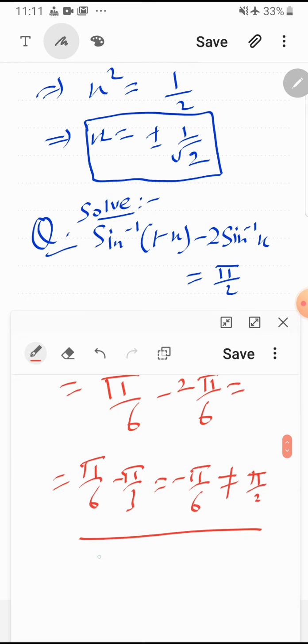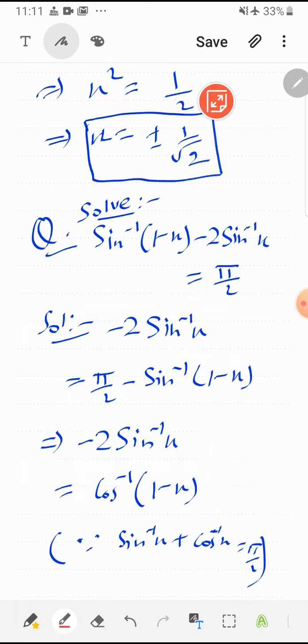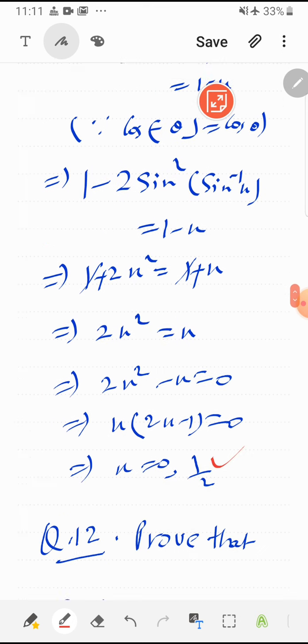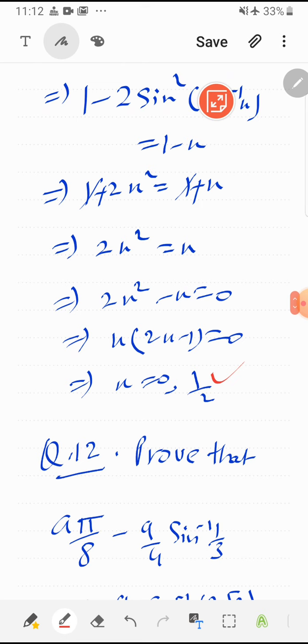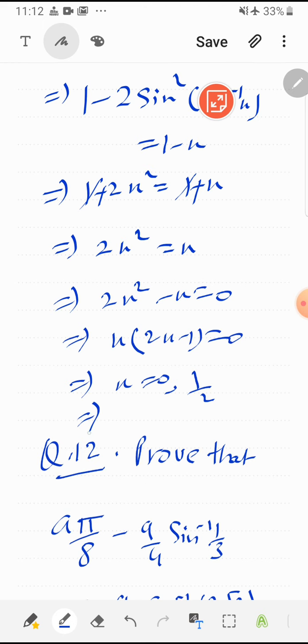And when I put x as 0, so sine inverse of 1 minus 0 minus 2 sine inverse 0, or sine inverse 1 minus 0, because sine inverse 0 is 0, and sine inverse 1 is pi by 2, which is actually equal to the right hand side. So see, normally sometimes we ignore 0, but that 0 is the answer. So half we will reject, and x equal to 0 is the solution. So that is why this question is very important.